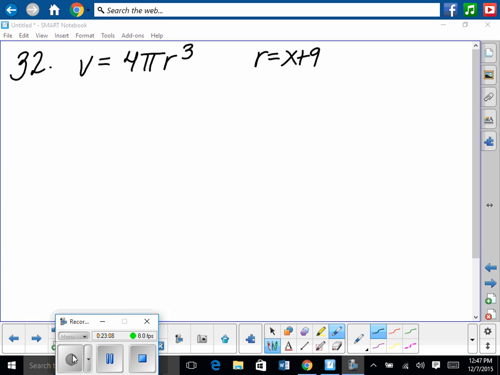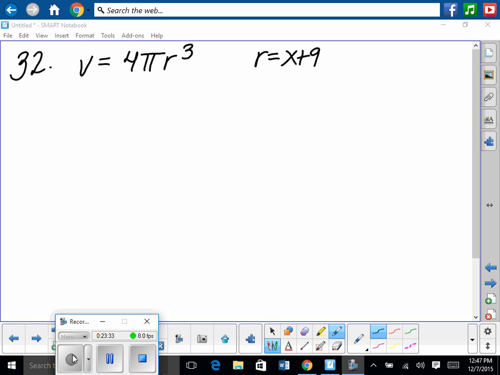So on 32, we're given the formula for volume. It says volume is equal to 4/3 pi r cubed, which gives us the volume of a sphere. So they give us the formula for volume with radius r. So we know r stands for radius. Find the volume of a sphere with the radius of x plus 9. So notice how I wrote r is equal to x plus 9. It's because our radius was given to us as x plus 9. Now it says write your answer in standard form.